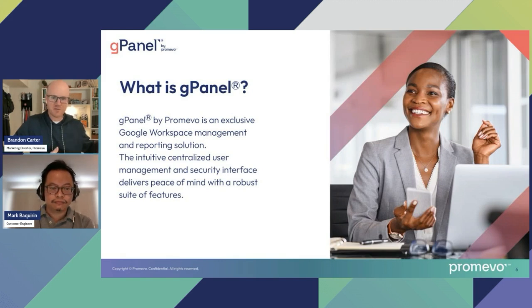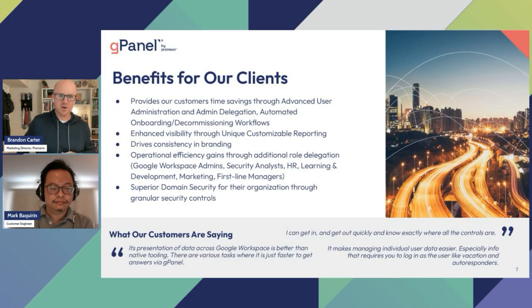You can run up to 75 reports. You can create automations for onboarding, offboarding. You can control email signatures in groups. And a big part of what gPanel can do is what we're getting into today. It's a whole other level of automation, of functionality that is coming to the platform with the rules engine.